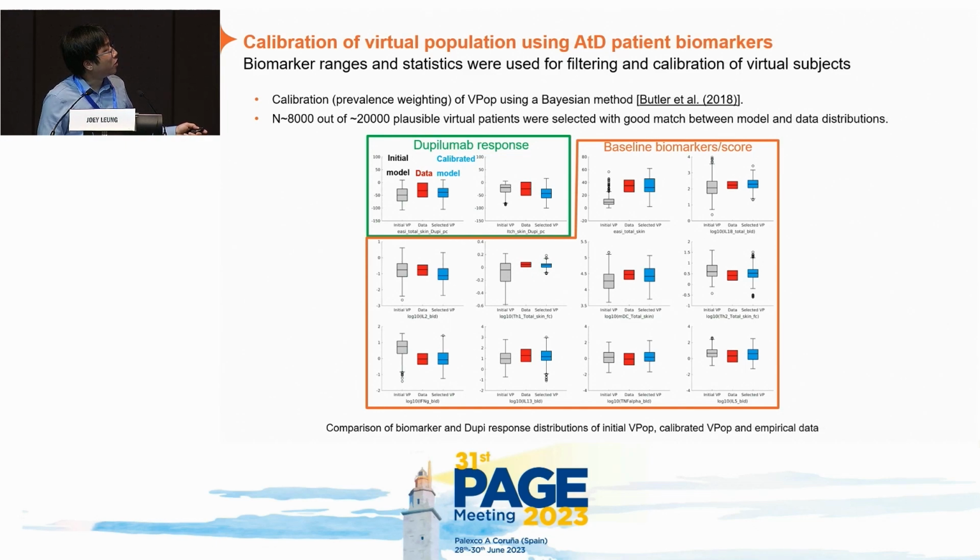And in each panel, the one on the left is the initial plausible virtual population. And we have the data in the middle. We estimated the distribution using the summary statistics reported in literature. And on the right, that is the calibrated model prediction. So you can see what the algorithm is trying to do is match all the biomarkers and treatment response and the distribution with the data. And in this case it does a pretty good job for most of the biomarkers and data we have tested.